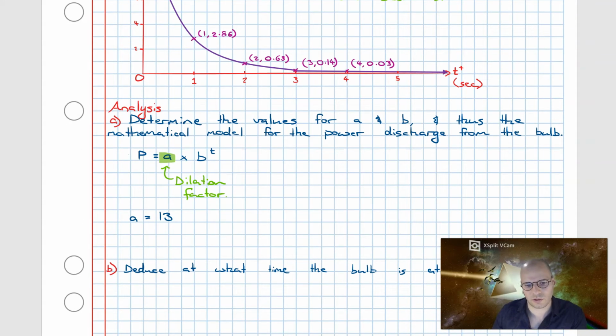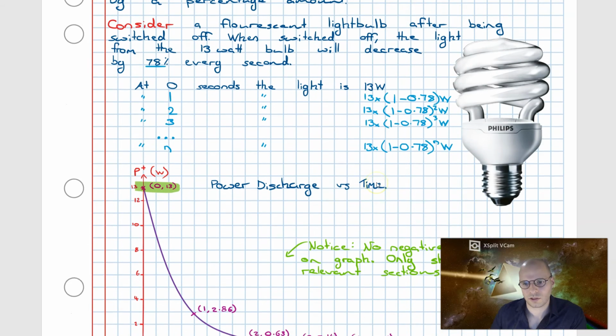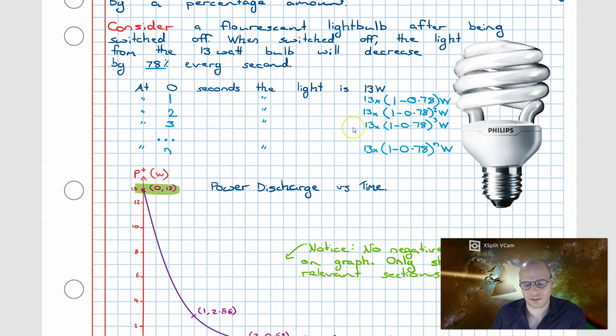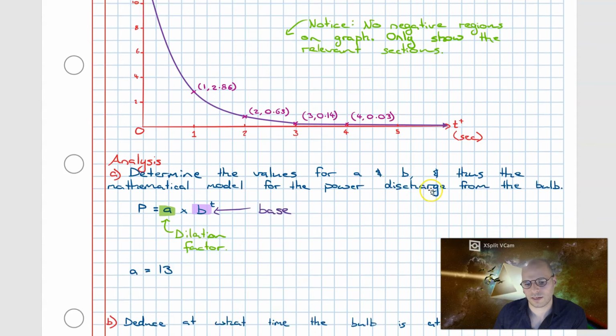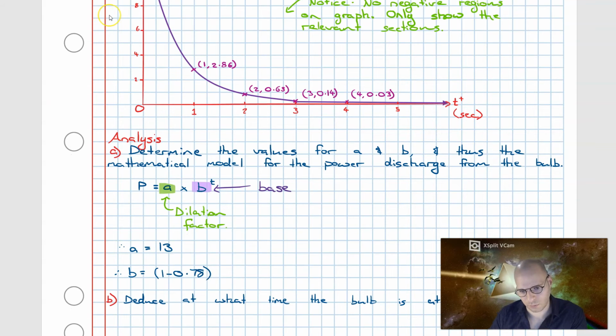Moving across, we look for b. b itself is going to be our base. So b is going to specify the rate at which we're decreasing. In our instance, we're going to pull it from the value shown over here. So 1 minus 0.78.